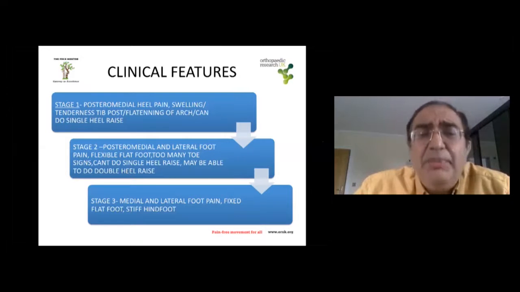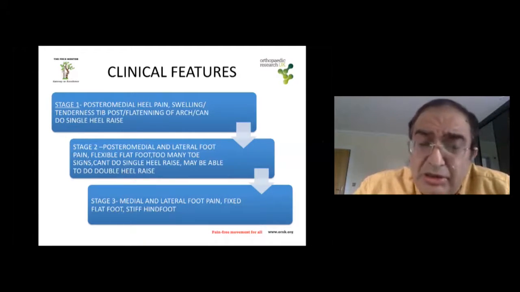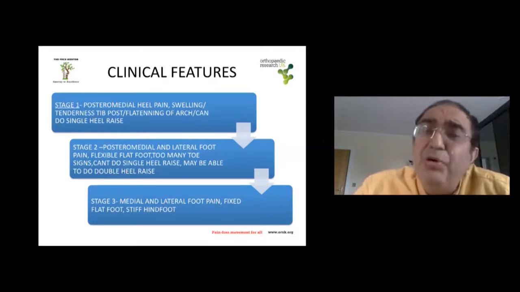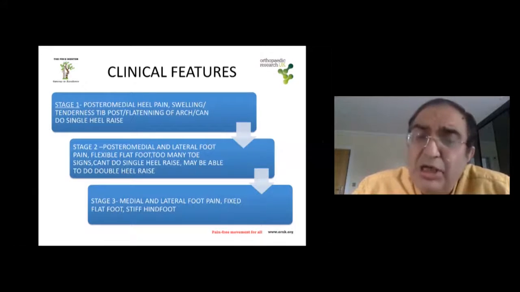So here, the patient will not be able to do the single heel raise, but will be able to do the double heel raise. The reason he cannot do the single heel raise is that in order to supinate the foot when you go up on your heel, you need the initiation to be done by the tibialis posterior, and the subsequent ankle equinus is done by the Achilles tendon. But because the tibialis posterior is torn, it cannot initiate the supination. That's why he cannot do a single heel raise. But when he does a double heel raise, the initiation of supination is done by the opposite foot. So then he can carry on with the tendo Achilles on the same side. And then, of course, stage three, where you get a fixed deformity and obviously a stiff subtalar joint.